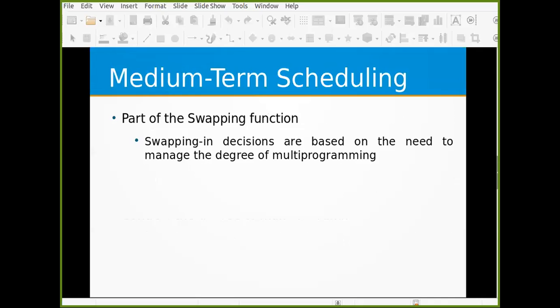Then medium-term scheduling, it's part of the swapping function. We know that swapping-in decisions are based on the need to manage the degree of multi-programming, so that is also one reason. You are not controlling the degree of multi-programming, but for whatever processes are already there, this medium-term scheduling helps to decide whether a swapped out process should be brought into the system. That is what medium-term scheduling decides.